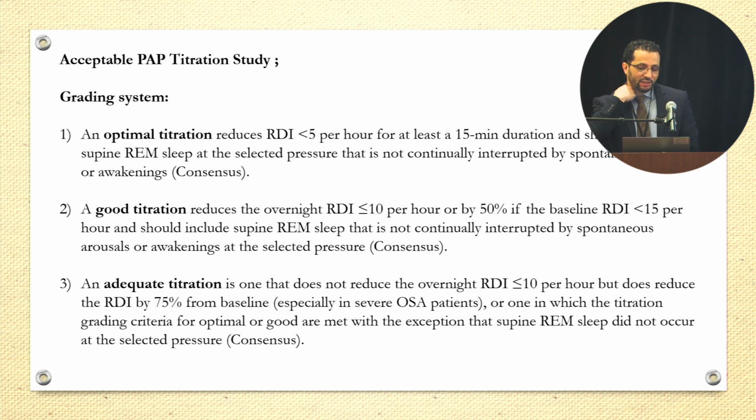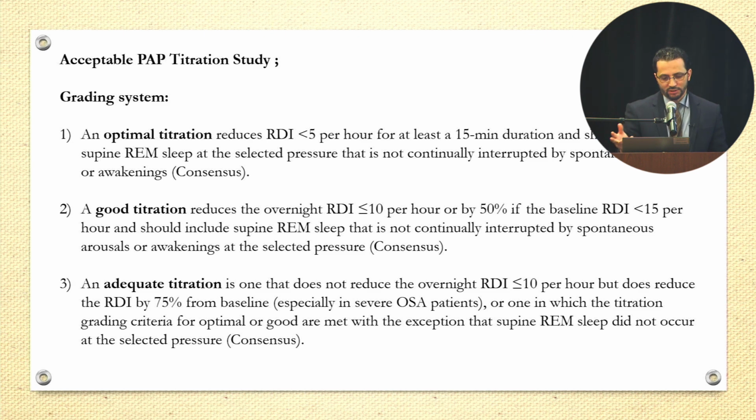Still, you have an adequate titration if you're not able to reduce the RDI to less than 10, but you could reduce the RDI by 75%. This is for severe obstructive sleep apnea. So if you have patients who have an RDI of 100 or 130, which we see, and you achieved reducing that by 75%, this is still an adequate PAP titration.